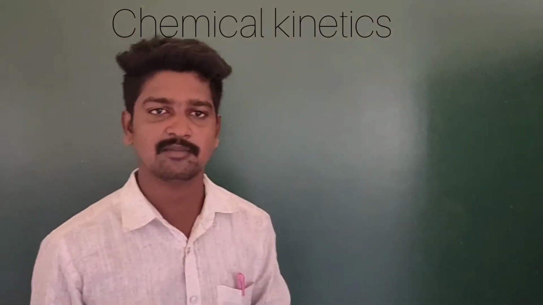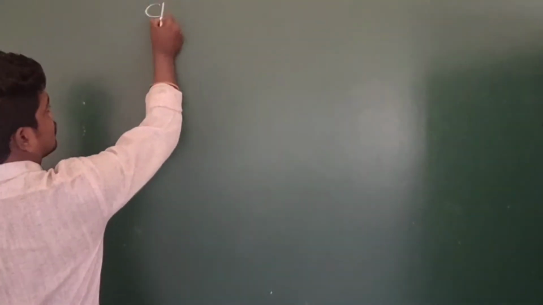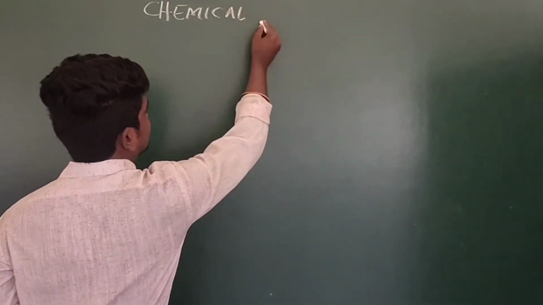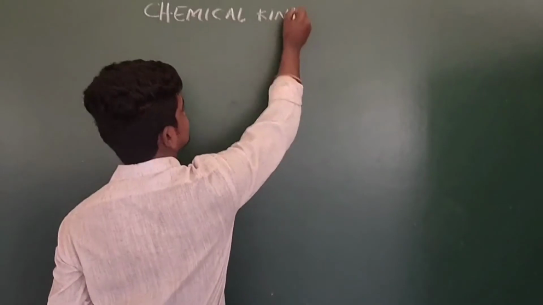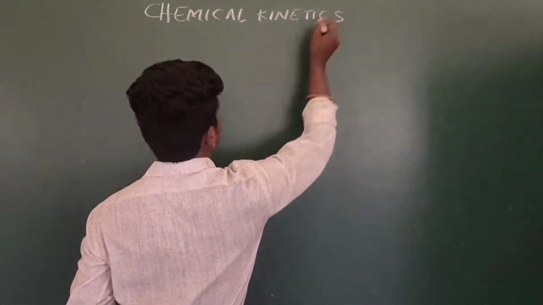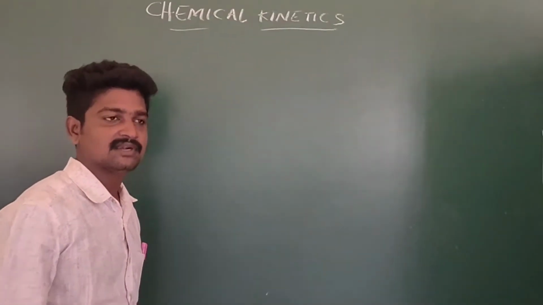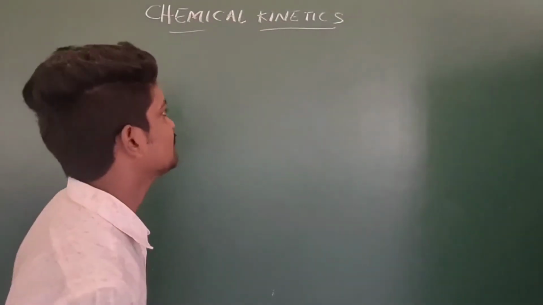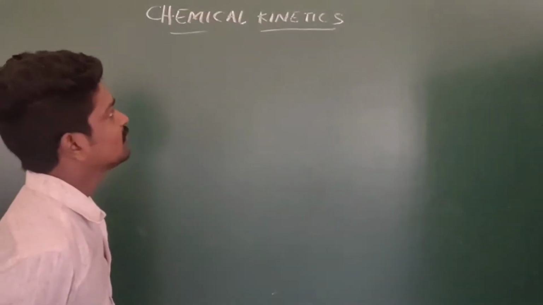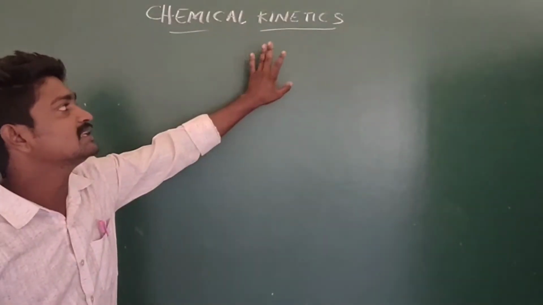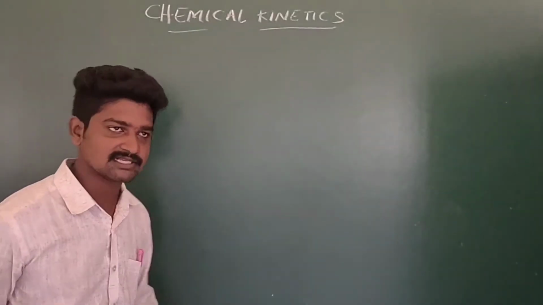Today we are discussing the chapter chemical kinetics from physical chemistry. Chemical kinetics. This is the most important chapter for 5th semester final degree students. Listen carefully. Chemical kinetics deals with the rates of reaction.